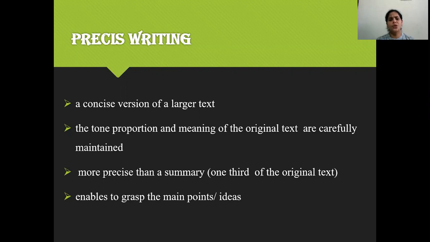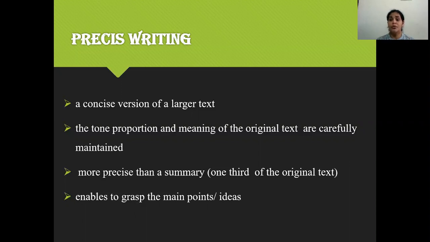It's a concise version of a larger text. Writing briefly about the long context which you have taken. When you take a long piece, it is not the gist or summary, students, but a detailed or brief way of writing something from the longer text. A precis should be one-third of the original text. This is the rule which you have to remember.